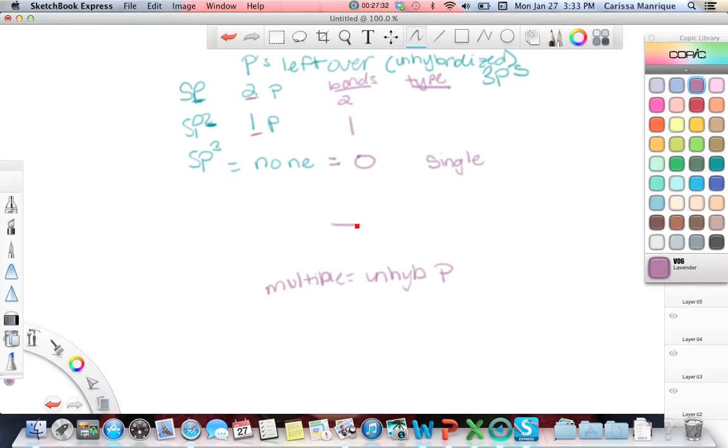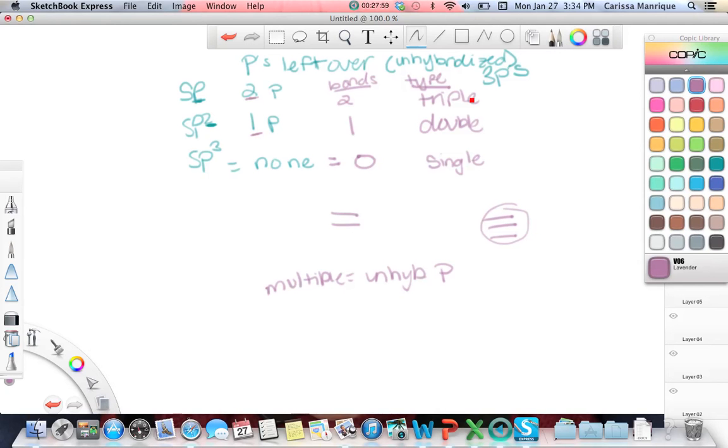So everything has a single bond because that's how you have a bond. So this one has an additional bond, 1 additional, so this could be a double bond. Now this one I have 2 additional bonds, so I have my single bond and I have 2 additional ones, so how many do I have? 3. So this is a triple bond.